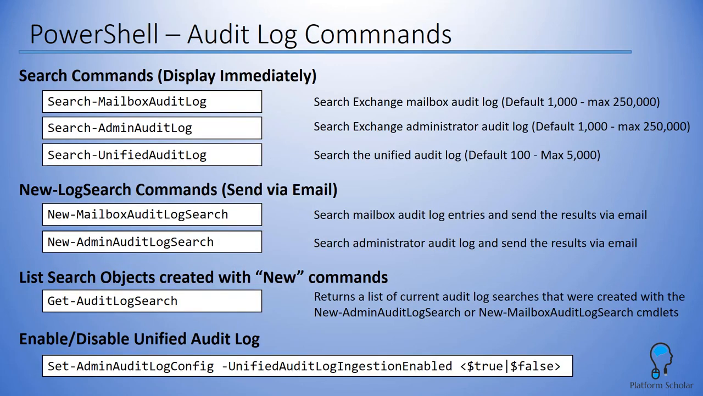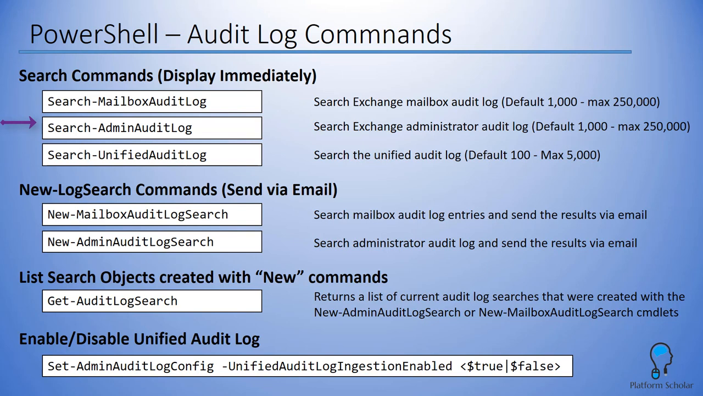All of these logs can be searched via PowerShell. Much like the CSV report, you can get instant results, or you can get results emailed to you if you wait a little longer. Here, the commands that begin with search return results right away. The default number of results for the Exchange logs are 1,000, but you can specify a result size of 250,000 if you like.